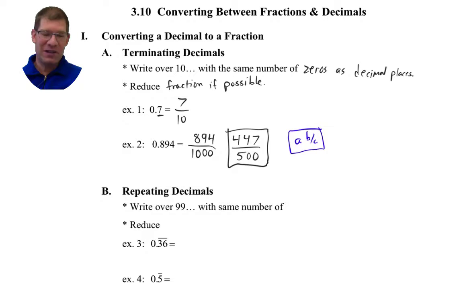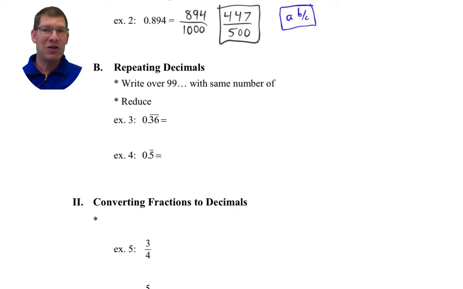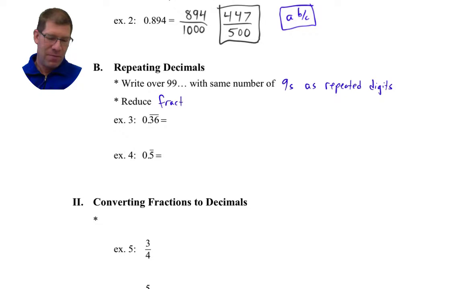Repeating decimals are going to be really similar, but instead of dividing by a multiple of 10, like 10 or 100 or 1,000, we're going to divide by a multiple of 9. So write the repeated digits right over 99 with the same number of 9s, and then reduce the fraction if possible. So we go to an example. I have 0.36 repeating.